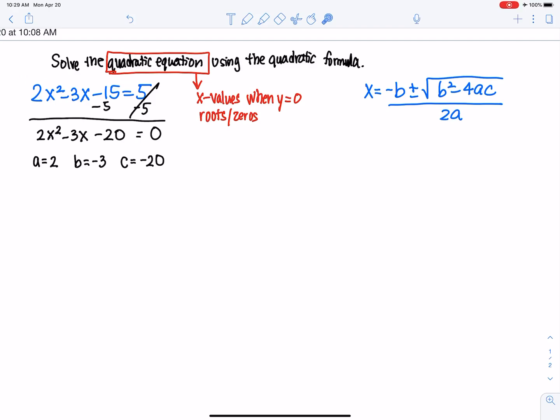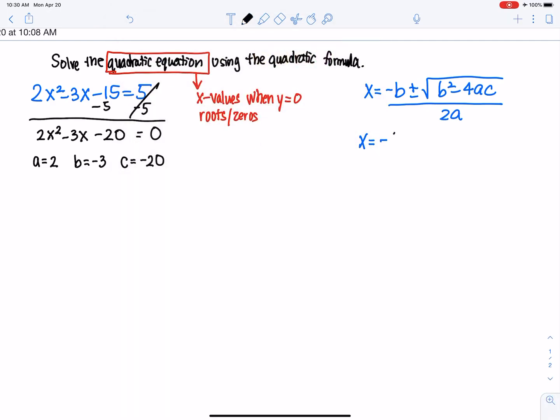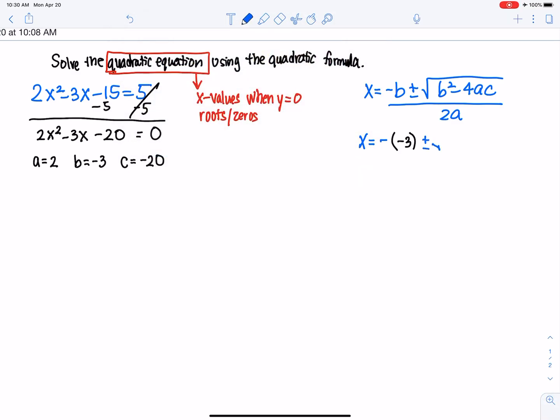All right, so one thing you need to understand is when you're plugging in your values for a, b, and c, you must use parentheses. So first thing we have x equals negative. So anything that's in the formula, I'm going to keep it blue, but when I plug in my values for a, b, and c, I'm going to write it in black. So our b value is negative 3. And then going back to blue, plus or minus square root.